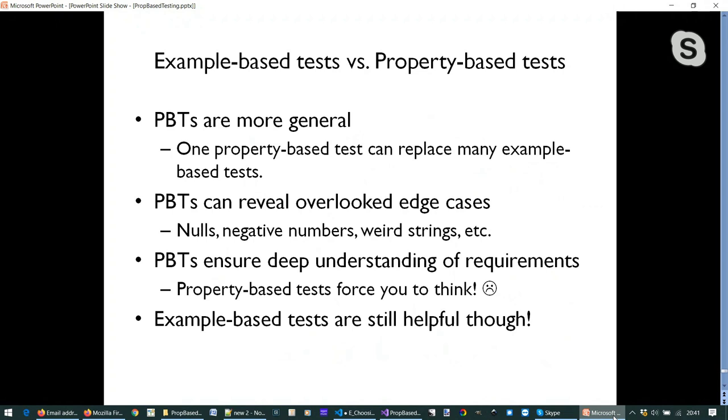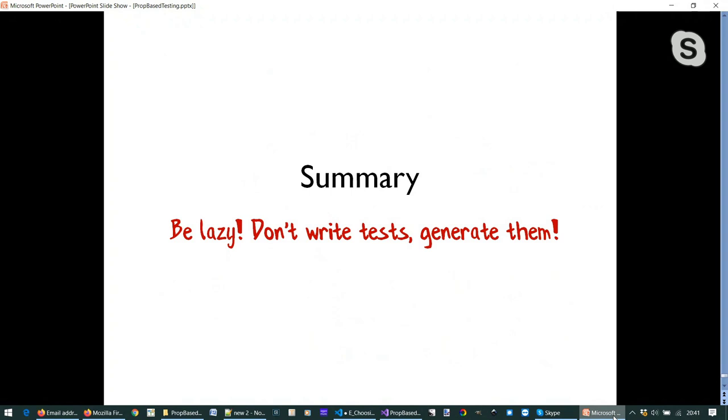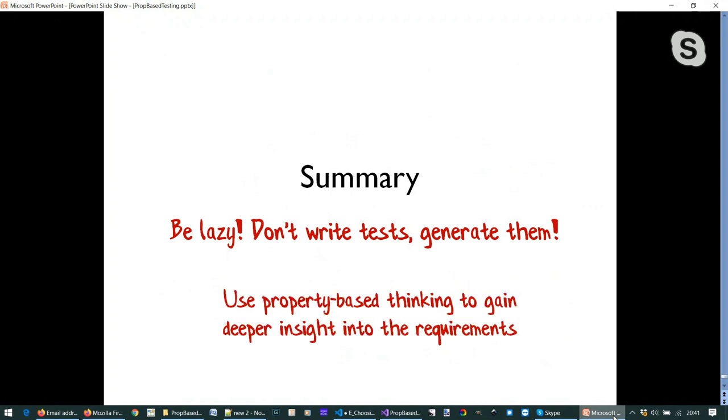But you have to be careful. Example-based tests can often have little edge cases that you forget about because we're just human. And example-based tests are much less abstract. They're much more concrete. So be lazy. Don't write tests. Generate them if you can. And use property-based testing to get some insight into the requirements that you might not otherwise get.